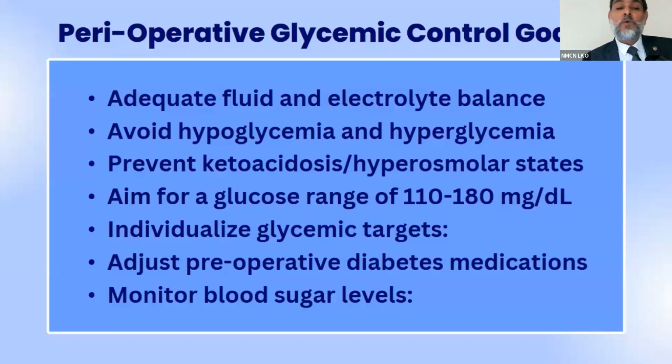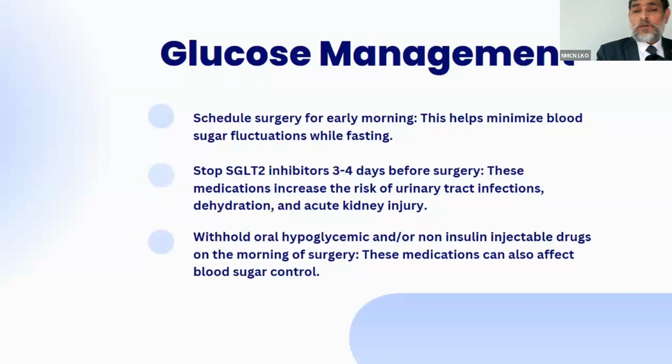Perioperative glycemic control goals are adequate fluid and electrolyte balance, avoid hypoglycemia and hyperglycemia, avoid fluctuation, prevent ketoacidosis, and aim for a glucose range around 110 to 180. Individualized glycemic targets can be set if required, and monitor blood glucose levels regularly. So schedule surgery for early morning. This helps in minimizing blood sugar fluctuation while fasting. And stop SGLT2 inhibitors.